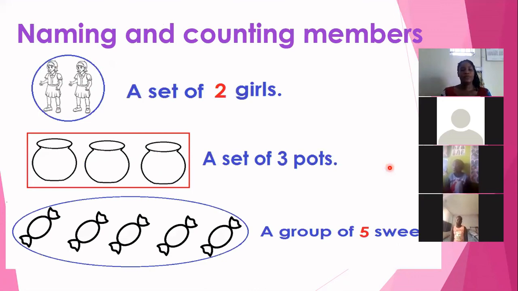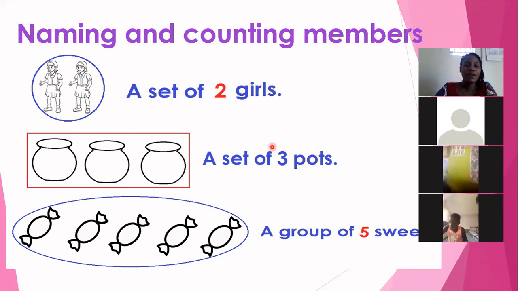Now, sometimes they tell you to name and count. What we looked at first, we were naming the sets, but now they are telling us to name and count members. So that one is different, my pupils. If they tell you to name and count, we have to put the two in consideration. First of all, we are going to count. After counting, we are going to name.